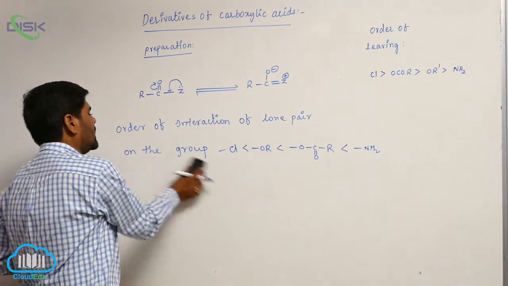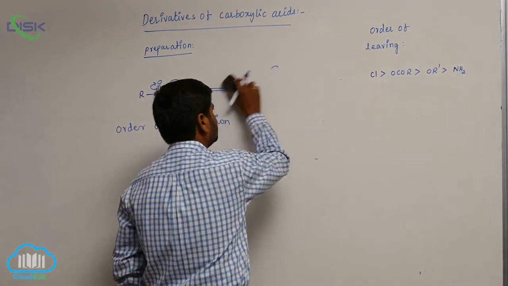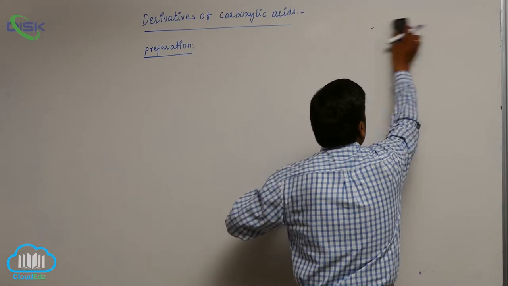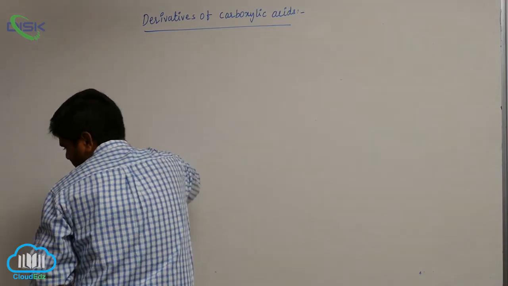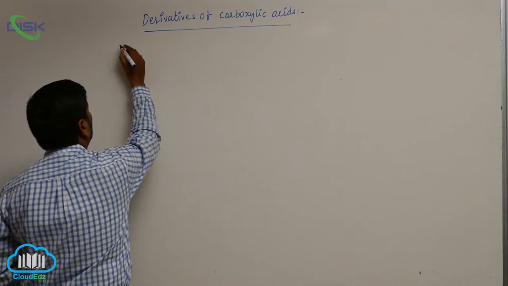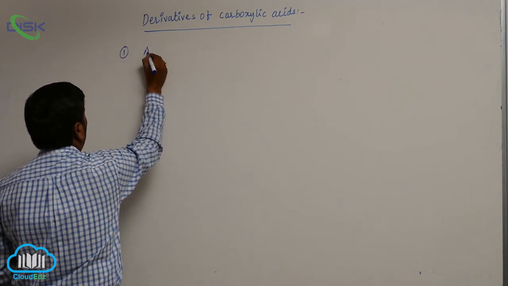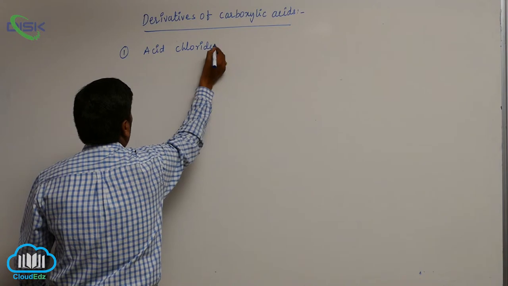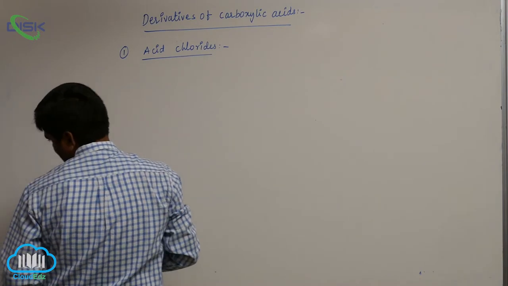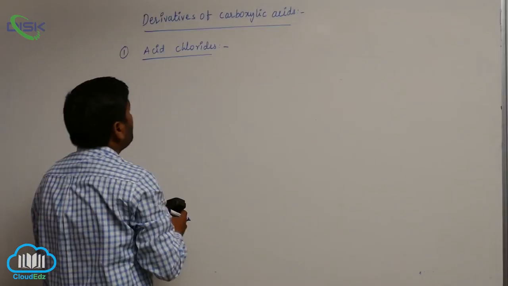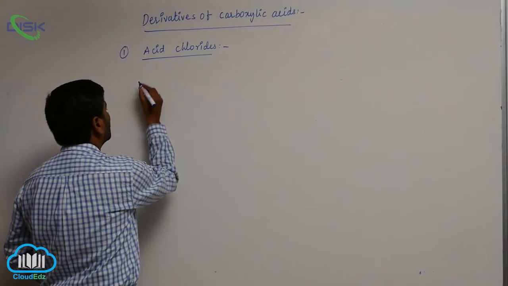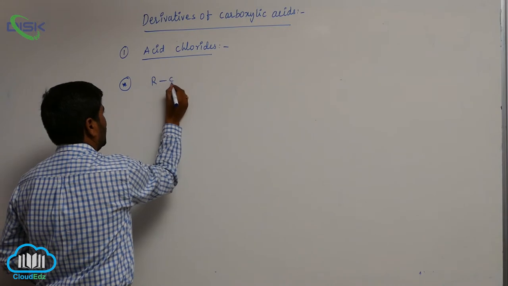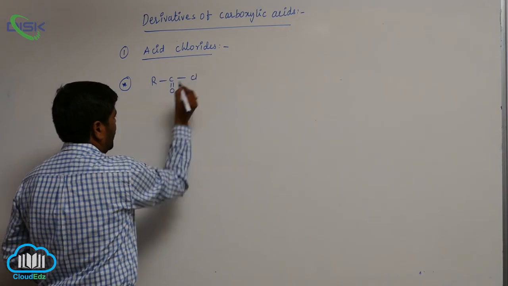In that, the first one is acyl chlorides or acid chlorides. The general molecular formula of acid chloride is R C double bond O Cl.